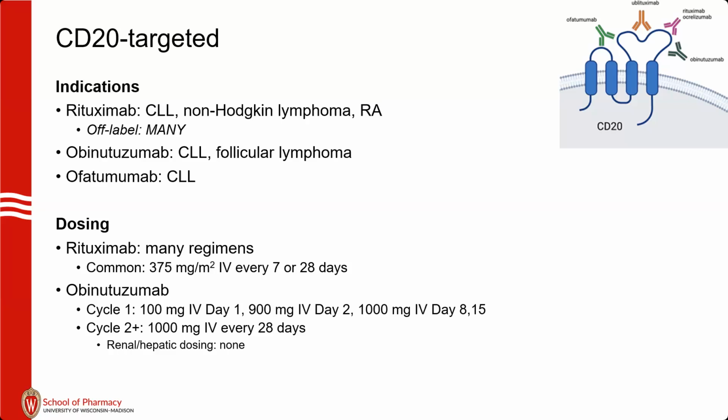And I will highlight obinutuzumab, which is used quite a bit in hematology as well. It has an interesting dosing structure where you give a lower dose on day 1, you give the 900 to finish the 1 gram dose on day 2, and then further dosing is not weight-based, it's that 1,000 milligrams dosing.